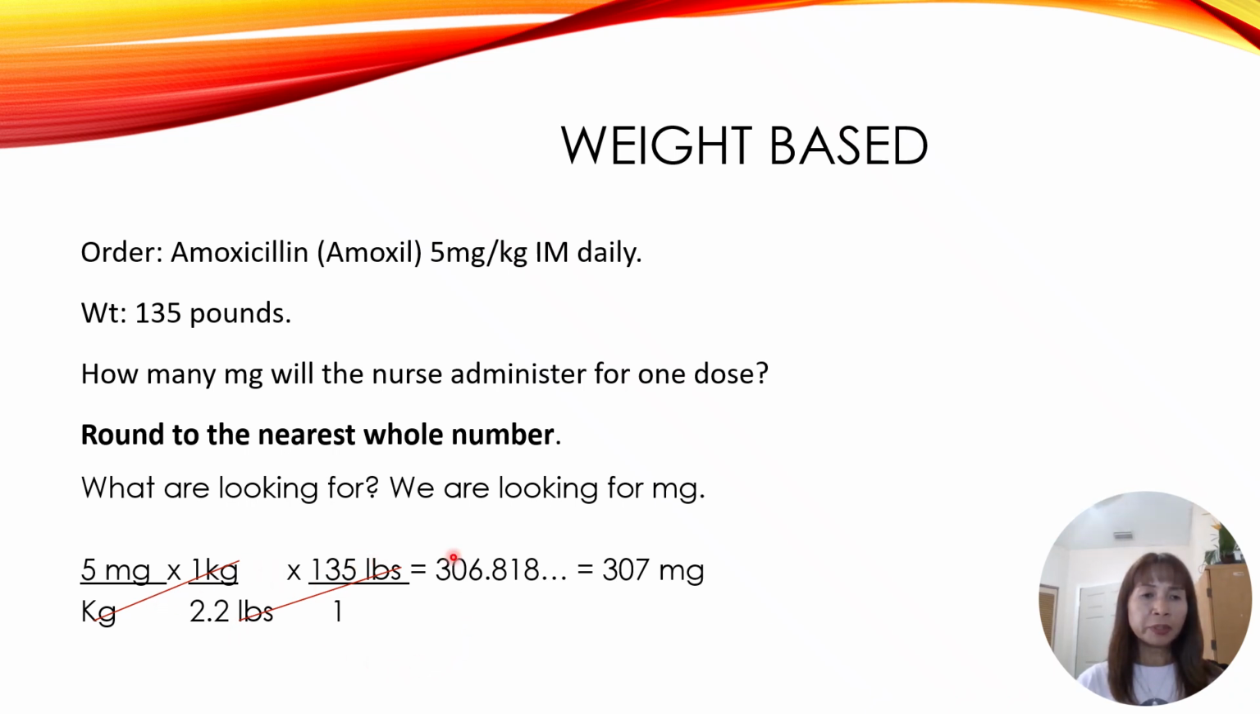Now we are going to multiply 5 times 135 divided by 2.2. That will give us 306.81818. So we are going to round it to the nearest whole number, since the rounding instruction says round to the nearest whole number. So our answer is going to be 307 milligrams per dose.